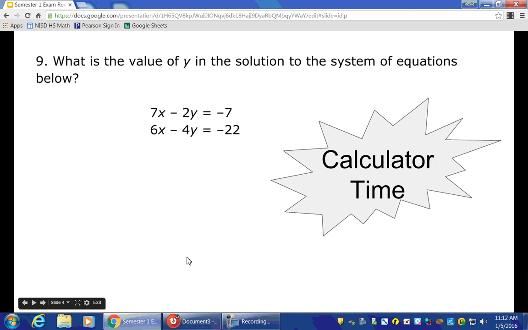So my intersection point is (1, 7), but the question asks what is the value of y in the solution. So I just want that y value. So my answer is 7. 7 is the y value in the solution to this system.